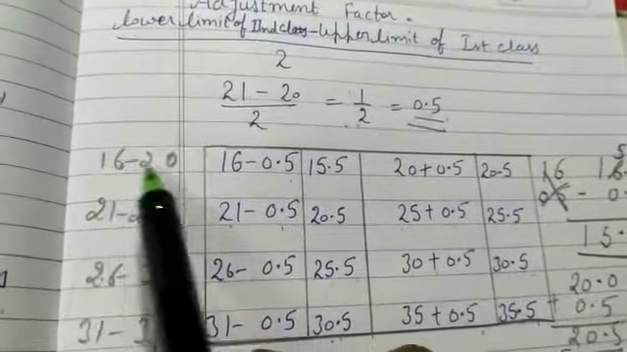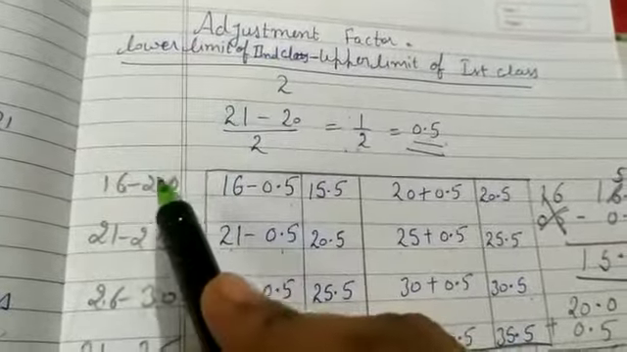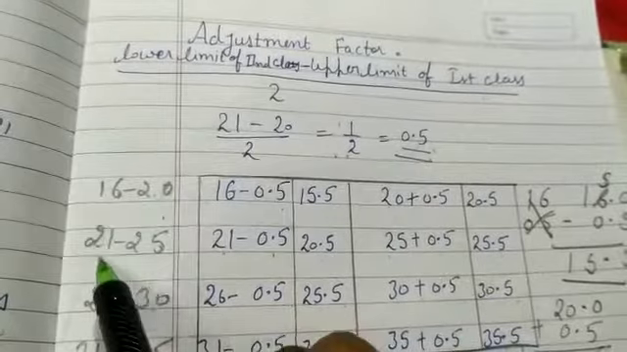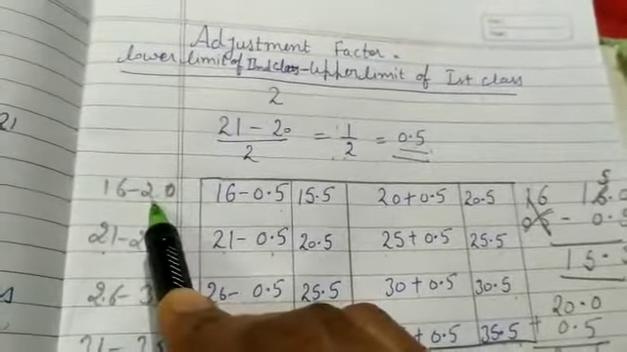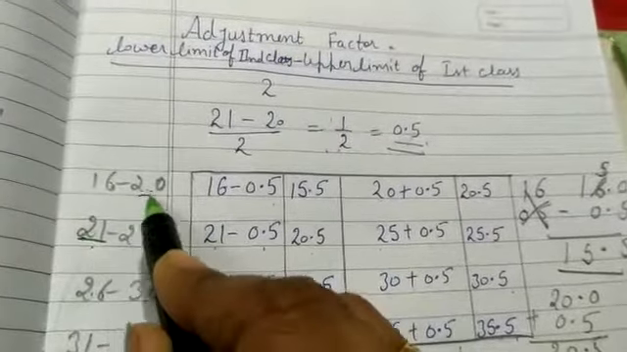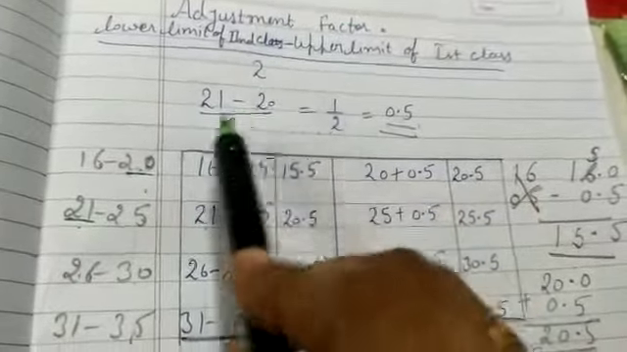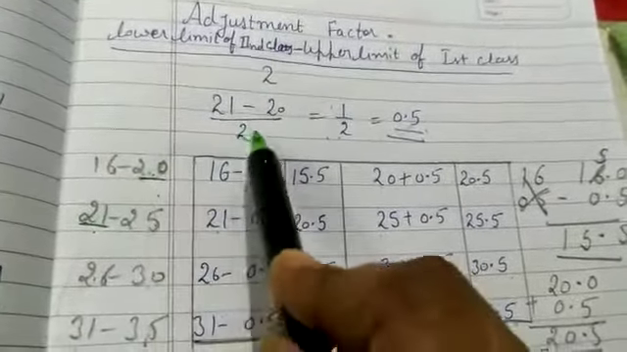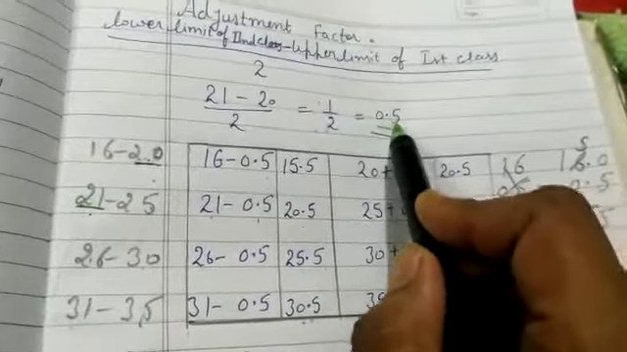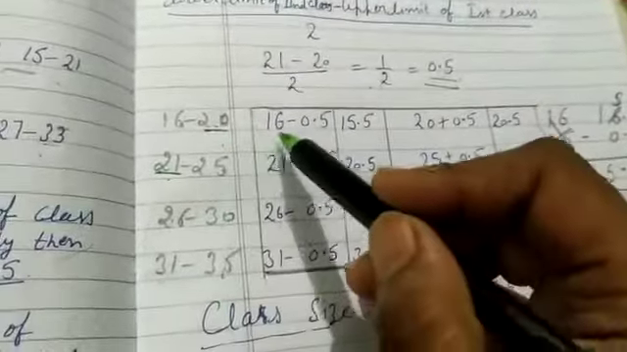For example, 16 to 20 is given. Take the lower limit of the second class minus the upper limit of the first class, and divide the difference by 2. 21 minus 20 upon 2 is coming 1 by 2. We will change it to decimal, 0.5.